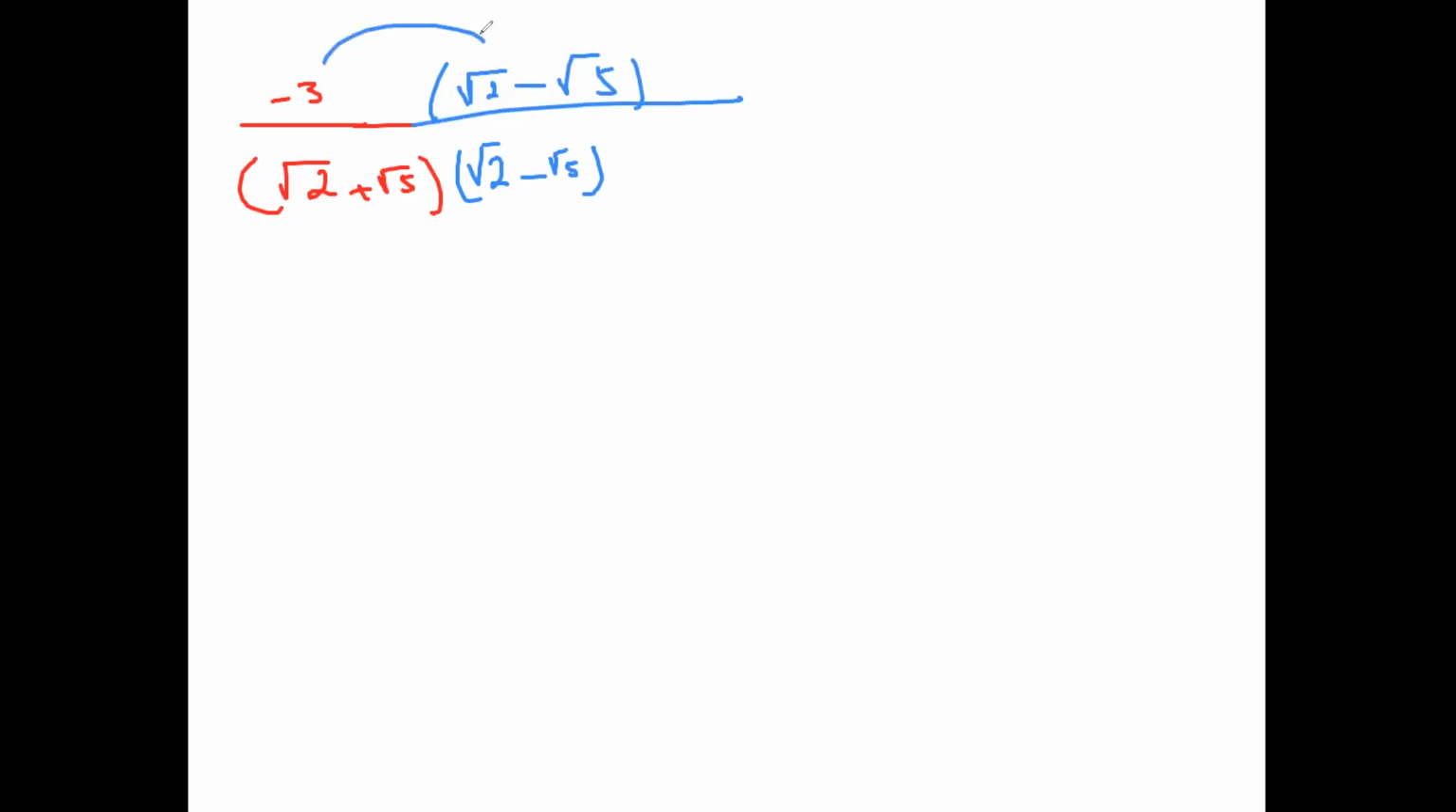Then we distributed this, so we get negative 3 times radical 2. This one doesn't have a radical, so we're not multiplying 2 and 3. Instead, we're just going to write them next to each other: negative 3 radical 2.